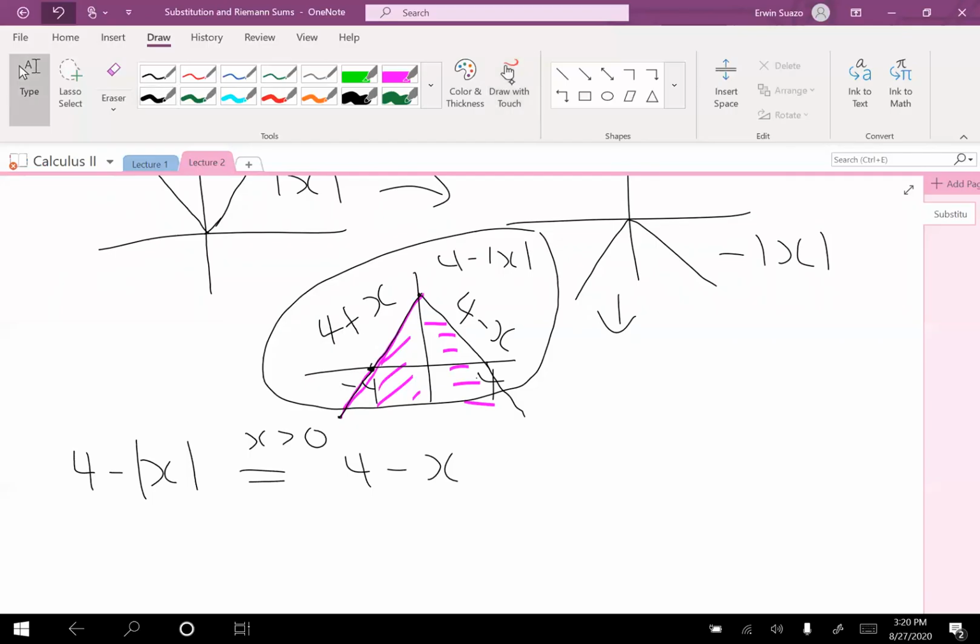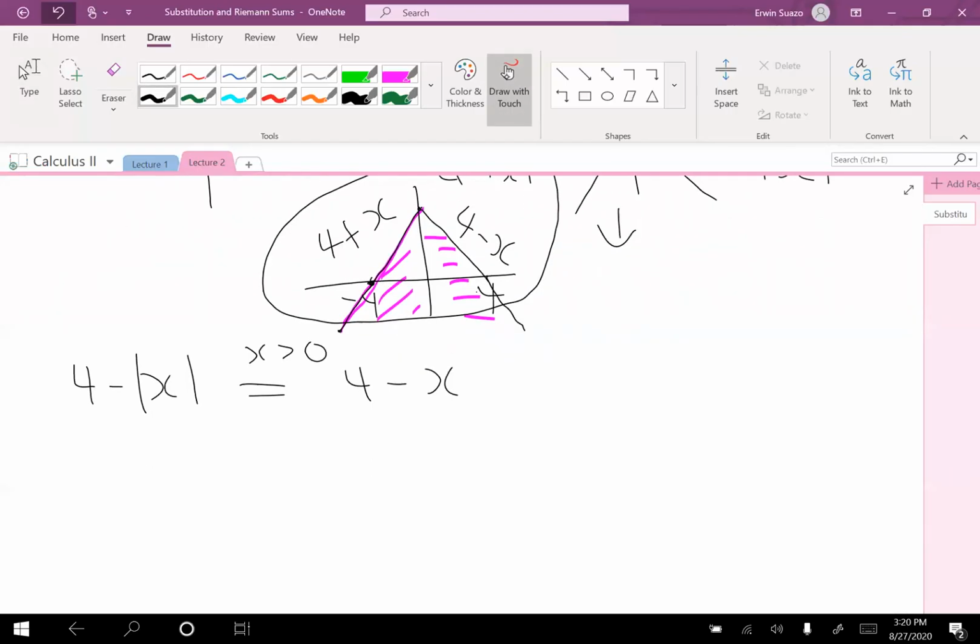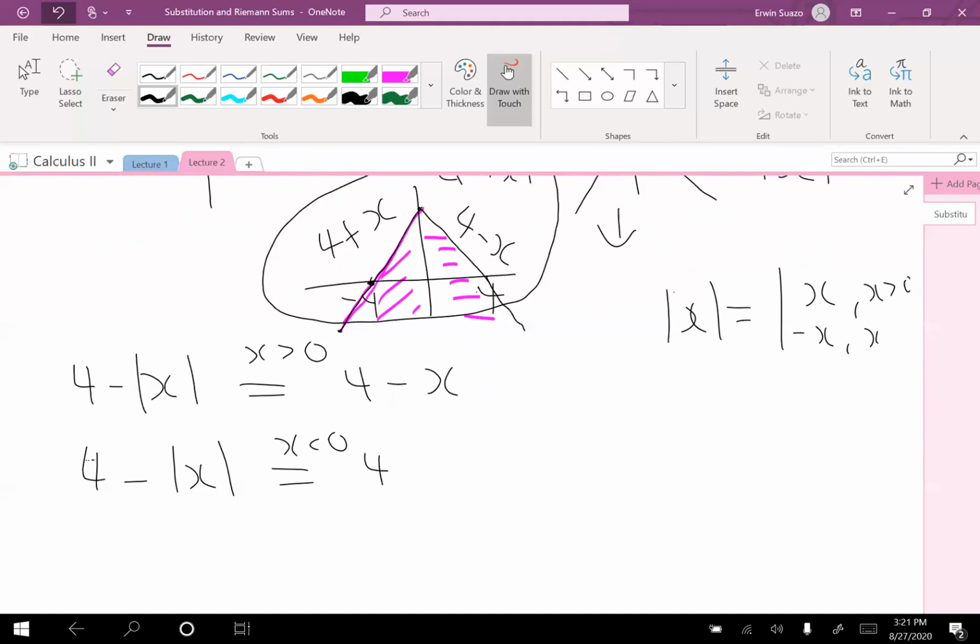And if x is negative, what is the absolute value of x? By definition, the absolute value of x is x if x is bigger than 0, and minus x if x is less than 0. So if x is less than 0, I get minus x, so I get 4 plus x. And that's what I'm seeing in the geometry, because the slope of this function has to be positive. So that's 1. And this slope is negative, so it's minus 1. Okay. So my problem is really easy actually.